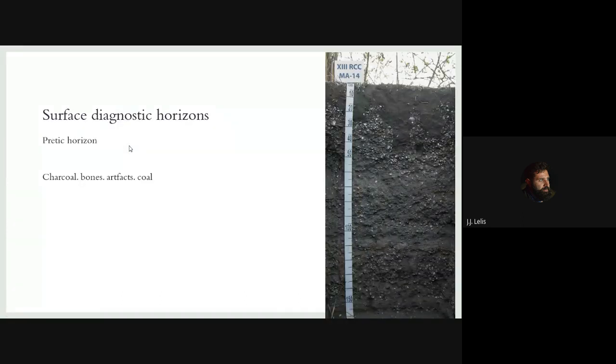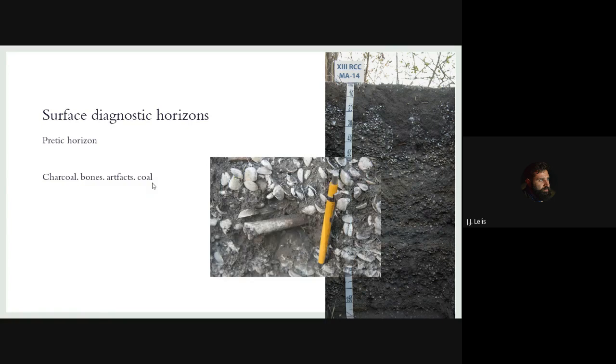Too, a pratic horizon should possess charcoal, bones, artifacts, or coal. We don't have any kind of this material, so it's not a pratic horizon.